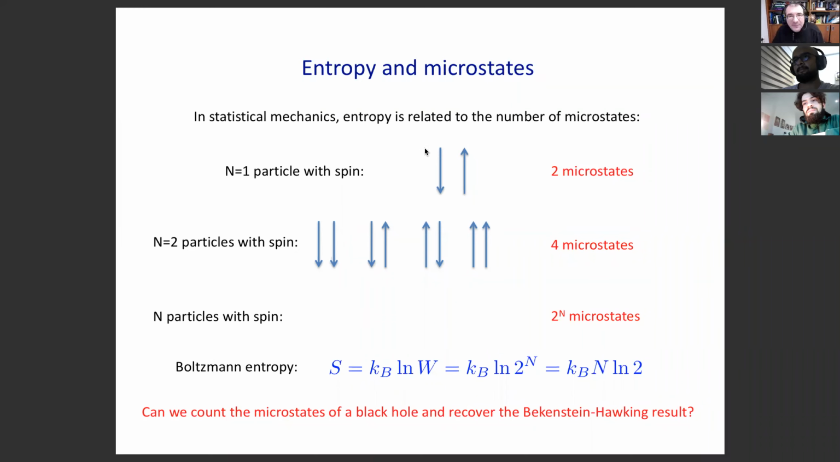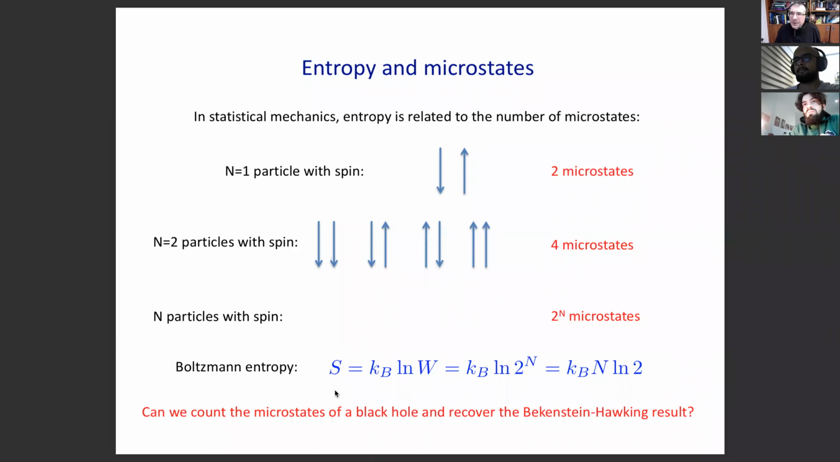Suppose you have a simple system such as one particle with a spin. It has two microstates, up and down, right? Now suppose you have two particles with spin, the number of possible microstates is four. And n particles with spin will have 2^n microstates, possible orientations of spin. So the Boltzmann entropy in this case would be simply proportional to n, and then there is this log 2, which is a numerical coefficient, all right?